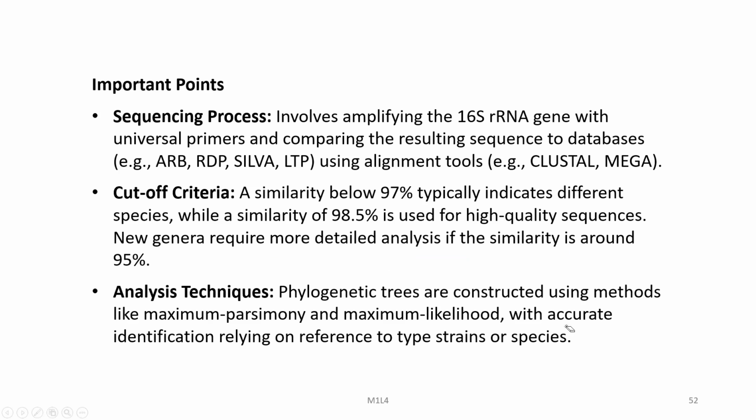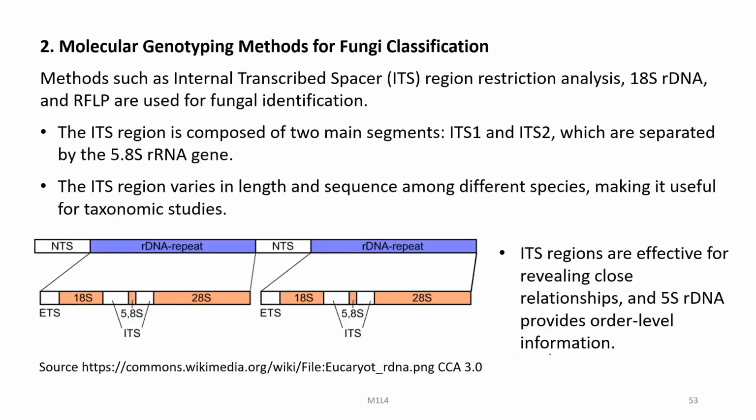The other important point is the analysis technique. Phylogenetic trees are constructed using methods like maximum parsimony and maximum likelihood, with accurate identification relying on reference to type strain or species. The second method is the molecular genotyping method for classification of fungi.